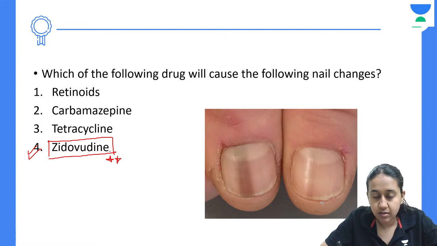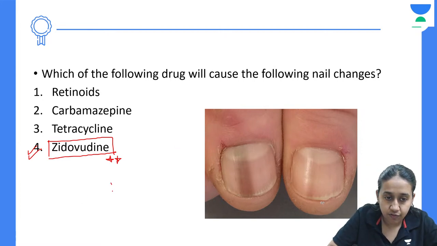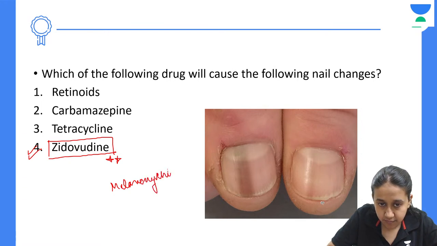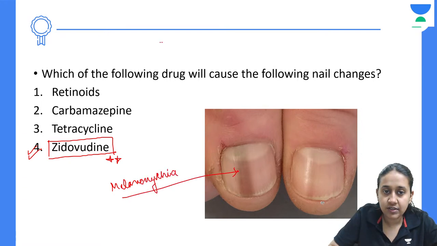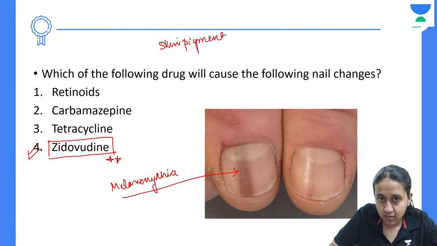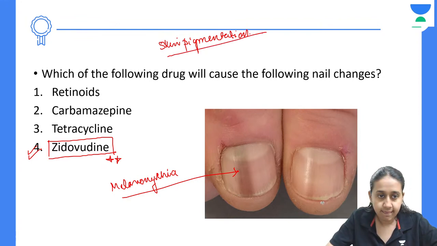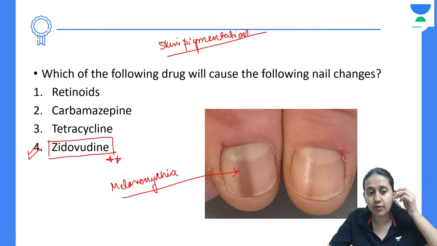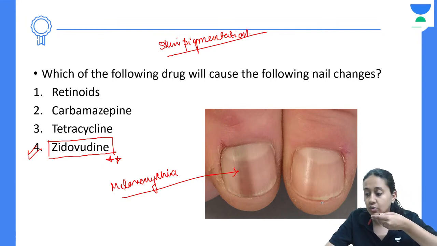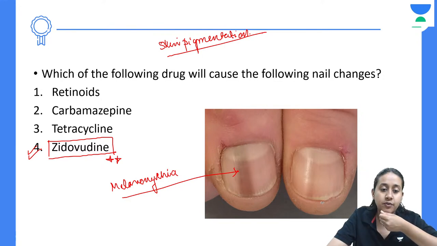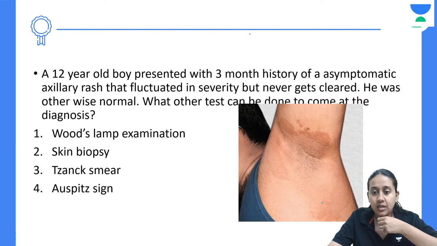The answer to this question is option number 4. Now, zidovudine will have a very characteristic feature of melanonychia. In addition to the skin pigmentation, it will also cause pigmentation of the nail. So, which of the following drugs will cause the following nail change? The correct answer of this question is option number 4, that is zidovudine. Next question.